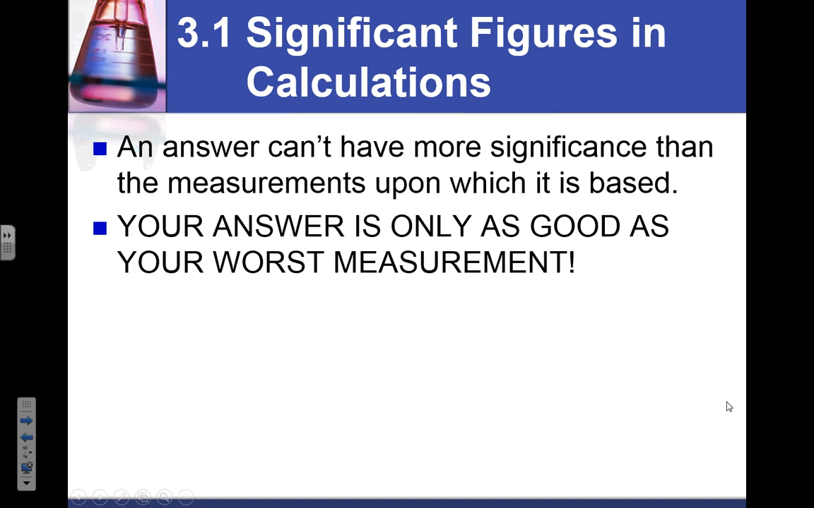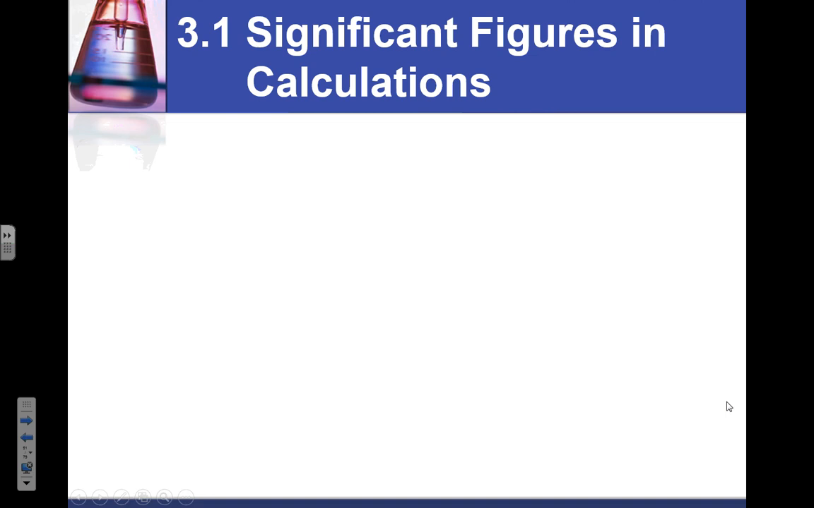Now we fundamentally have two different types of math. Addition and subtraction is one style of math. Multiplication and division is another. How we determine how your answer can only be as good as your worst measurement is really different with those two math processes. So the first one we're going to look at, and what we're going to concentrate on today, is addition and subtraction.